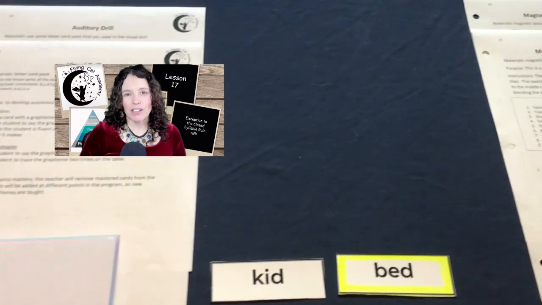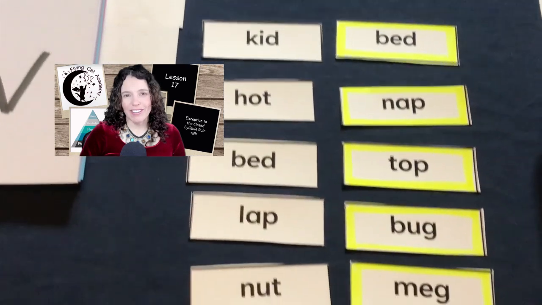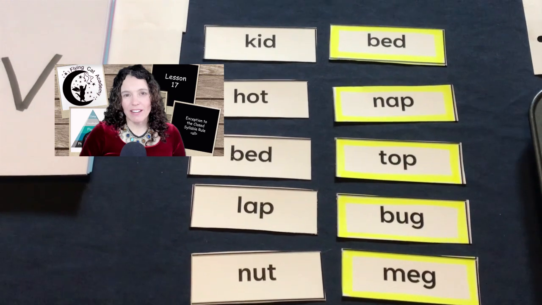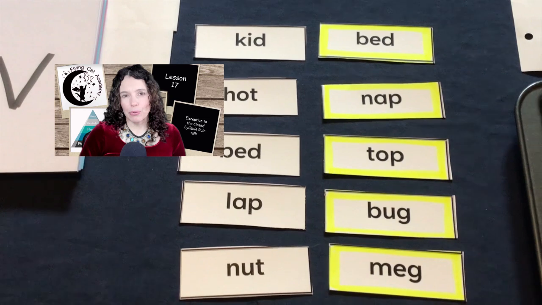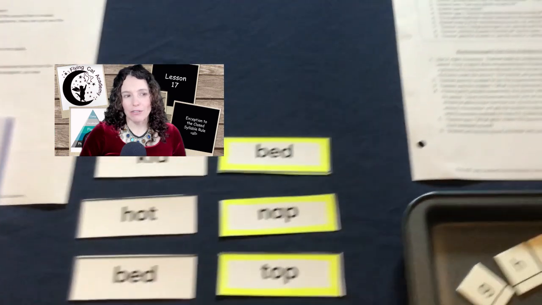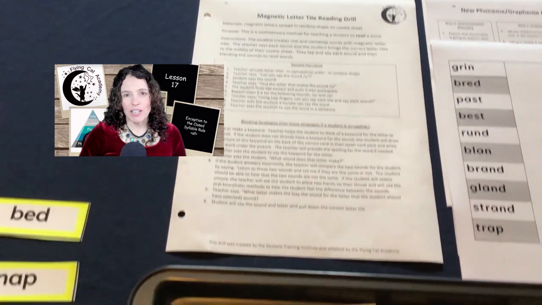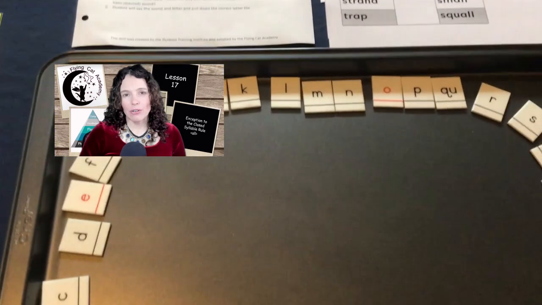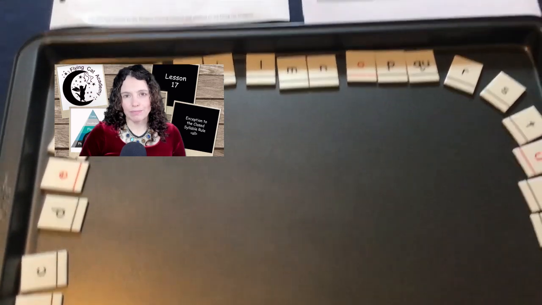Then the blending drill is noticeably absent from the table because we've moved on to the syllable card drill. You'll have to cut out this one in advance. And remember, it's nice to have the syllable number 2 easily identifiable by having a different color on it. Then we'll have the magnetic letter tile drill for reading and spelling, the instruction sheet, and the cookie sheet with the magnetic letter tiles spread in a rainbow shape.